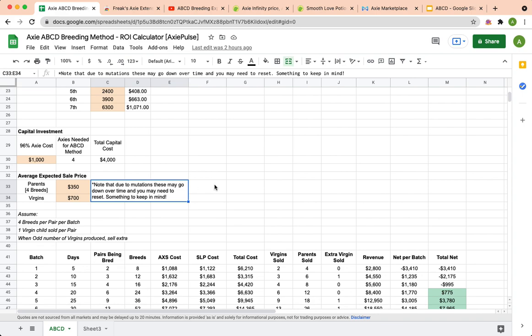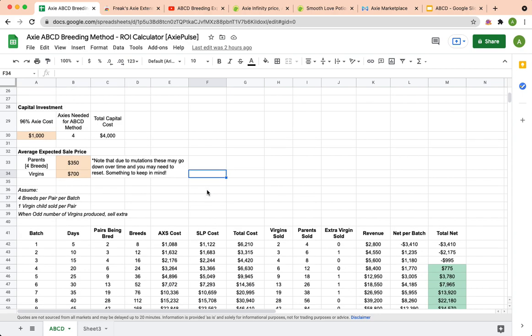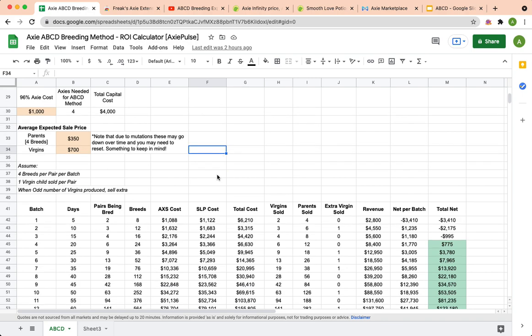I have a note here, mutations can happen. So depending on your luck, as you go through generations, these expected sale prices could go down because your later generations might have lower purity. So you'll want to take that into account and make sure you consider that. If you really want, you can obviously add some other cells or other formulas in here to have that degrade over time.